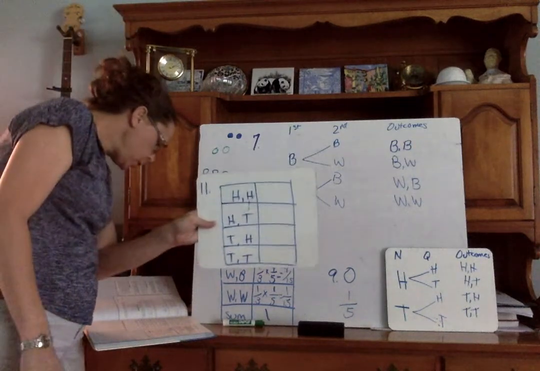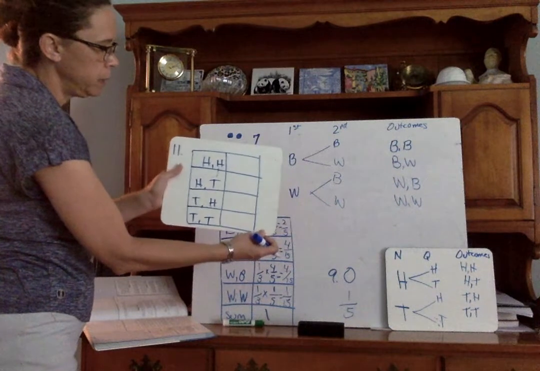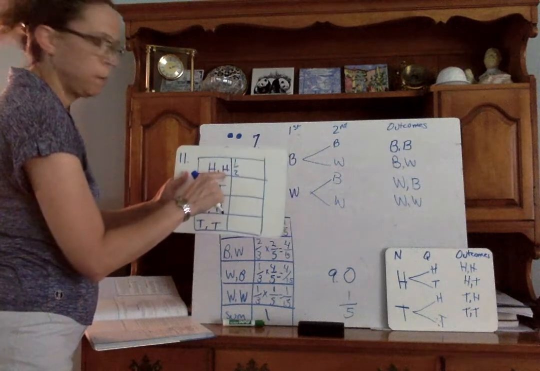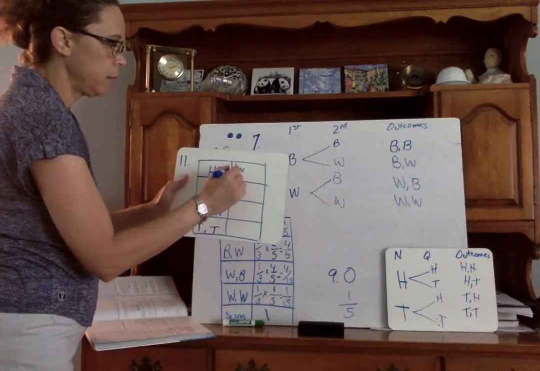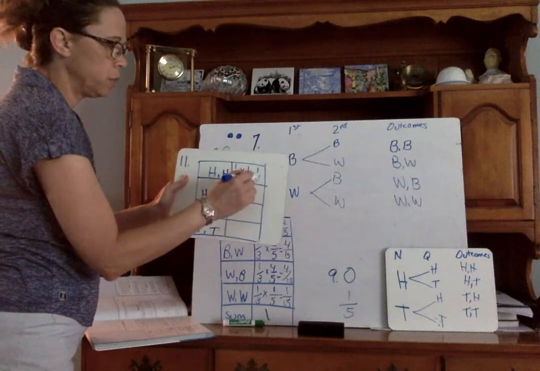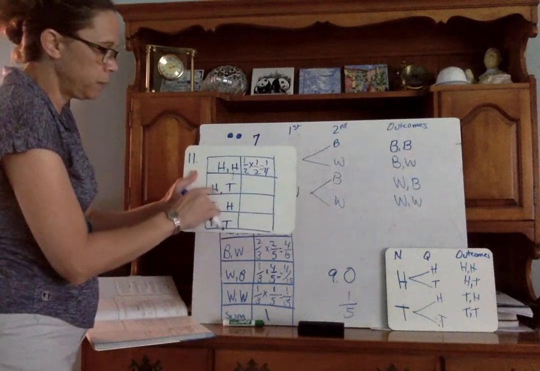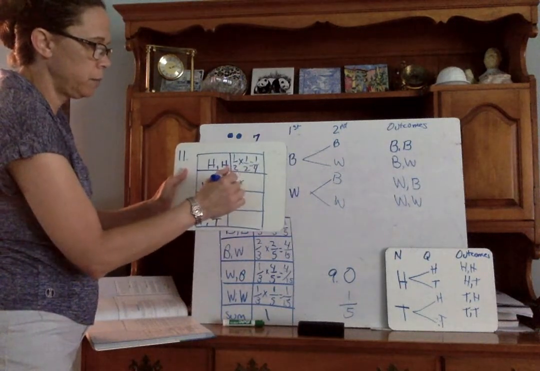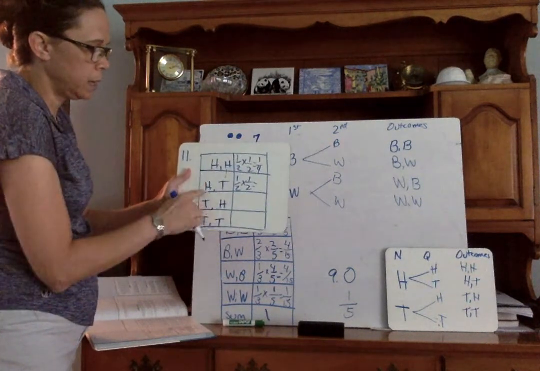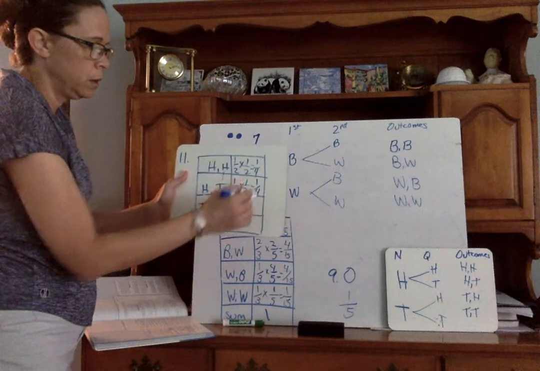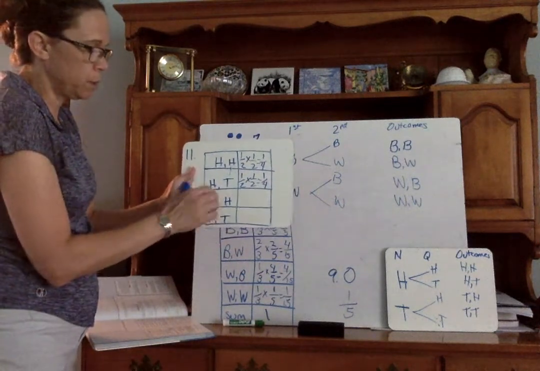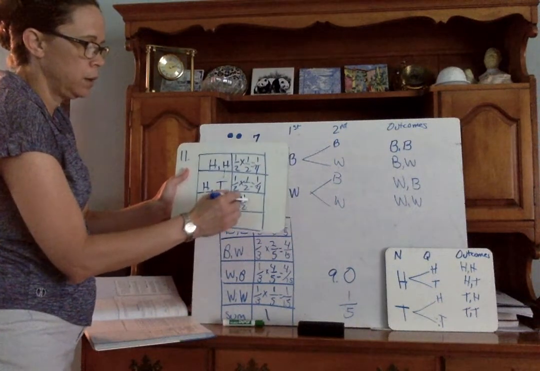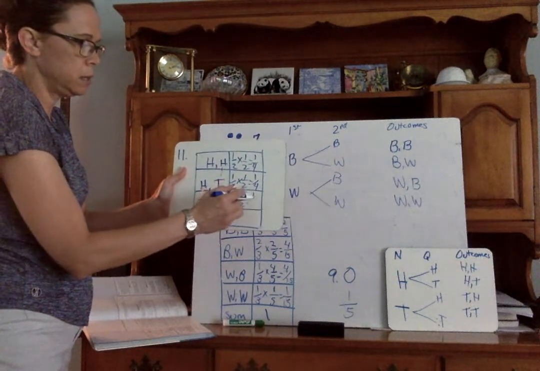Okay, so when I'm looking at probability here, the probability that I flip a coin and get heads is 1/2. Probability that I flip a coin and get heads is 1/2. 1/2 times 1/2 is 1/4. Probability that I flip a coin and get heads is 1/2. Probability that I flip a coin and get tails is 1/2. So the probability I get heads, then tails, is 1/4. Probability I flip a coin and get tails is 1/2. Probability I flip a coin and get heads is 1/2. So the probability that I get tails, then heads, is 1/4.